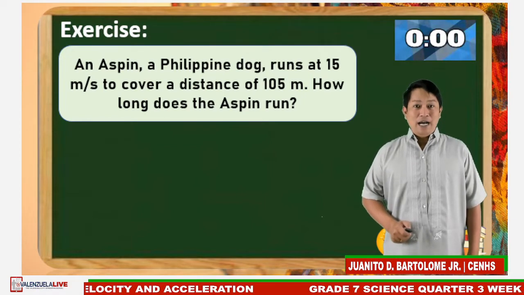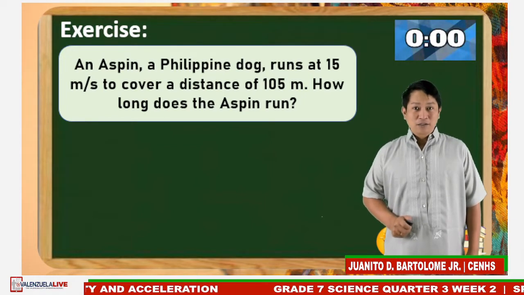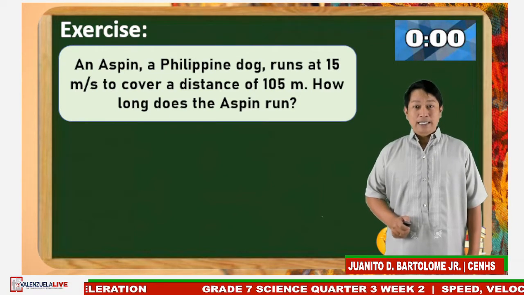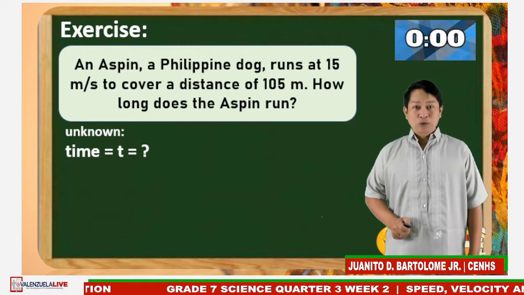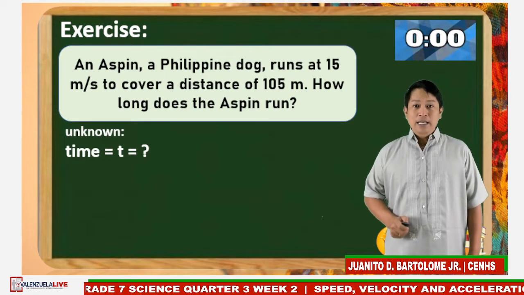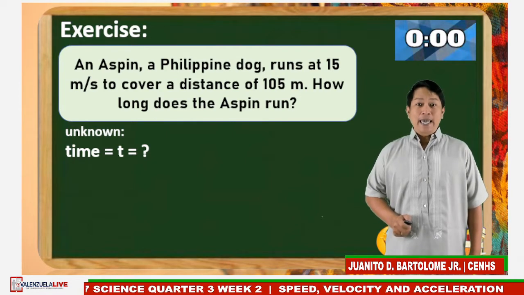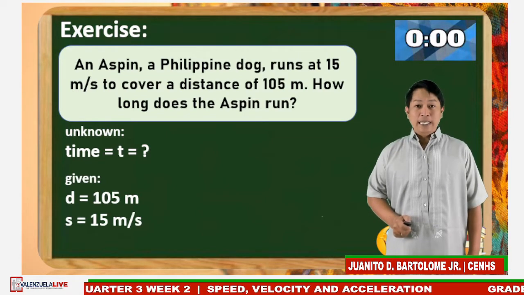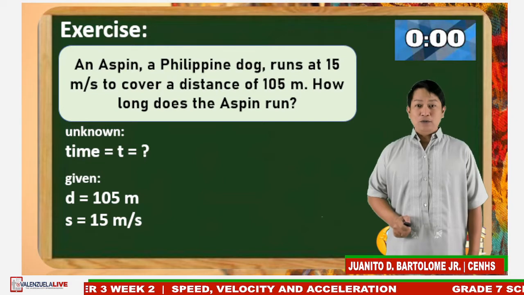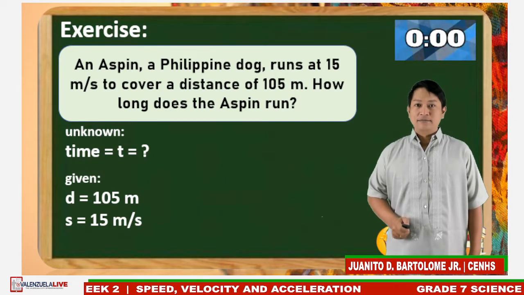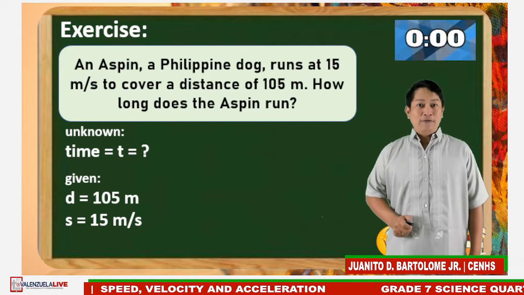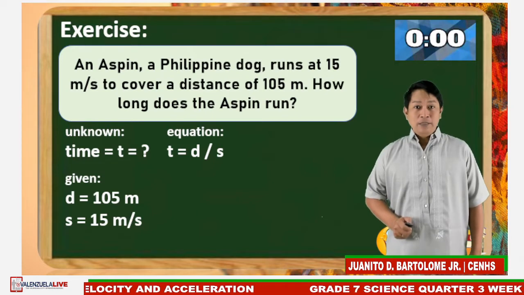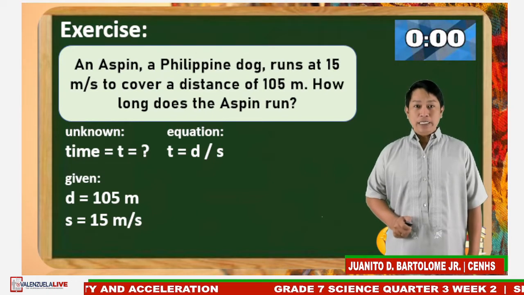First, let us find out what is being asked. Based on the problem, we have to answer the question, how long? How long denotes time. So our time is the unknown quantity. Second, let us identify the given quantities, and these are speed and distance. Our distance is equal to 105 meters, and the speed is equal to 15 meters per second. Third, we need to identify the equation to solve for the unknown. Our unknown is time. Time is equal to distance divided by the speed.